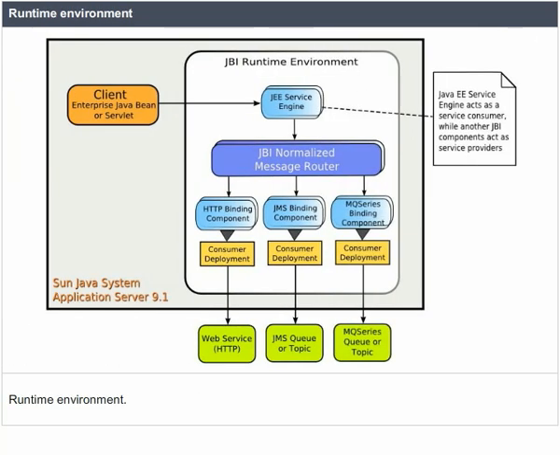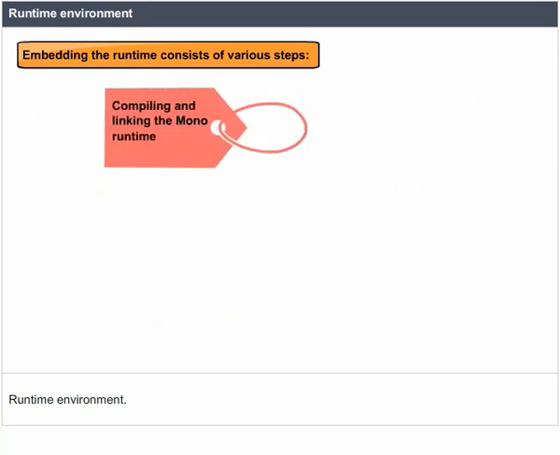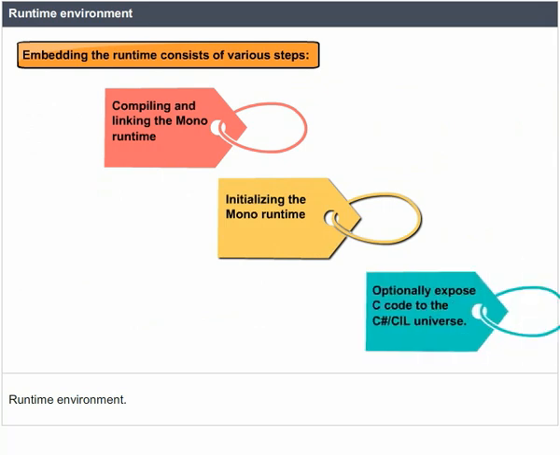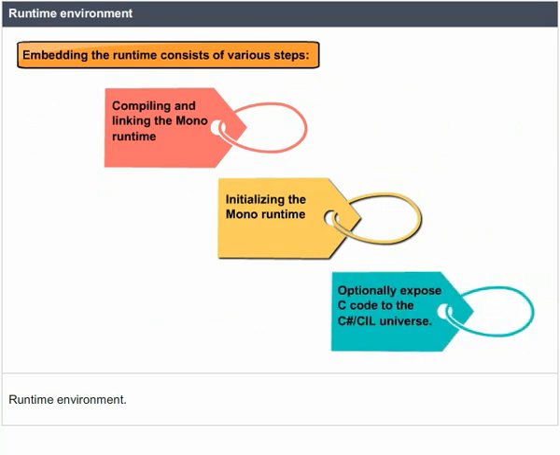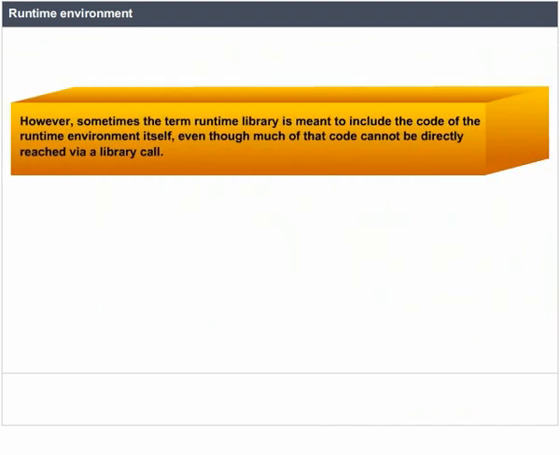Runtime environment. Embedding the runtime consists of various steps: compiling and linking the mono runtime, initializing the mono runtime, optionally exposing C code to the C or CIL universe. The runtime library may implement a portion of the runtime environment's behavior, but if one reads the code of the calls available, they are typically only thin wrappers that simply package information and send it to the runtime environment or operating system. However, sometimes the term runtime library is meant to include the code of the runtime environment itself, even though much of that code cannot be directly reached via a library call.